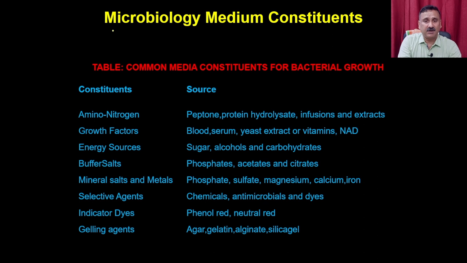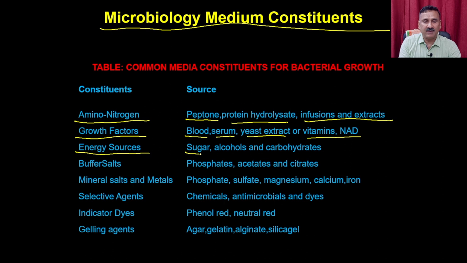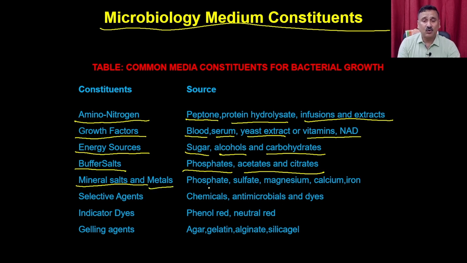So what are the different constituents which can be a part of microbiology media? You can have amino nitrogen, which is provided by peptones, protein hydrolysates, enzymes and extracts. Then you can have growth factors, provided by blood, serum, yeast extract, vitamins or NAD. Then you require an energy source, provided by sugar, alcohol and carbohydrates. You also require a buffer, because maintaining the pH of the media is very important for growth. That can be done by phosphate, acetate and citrates. Then we also require mineral salts and metals, like minerals, metals and cofactors.